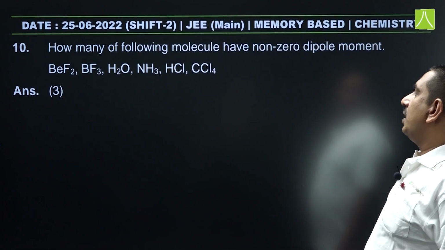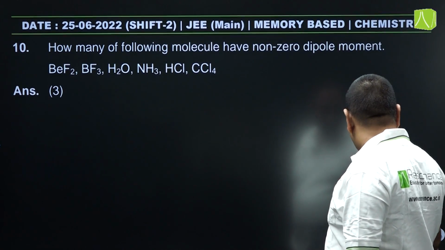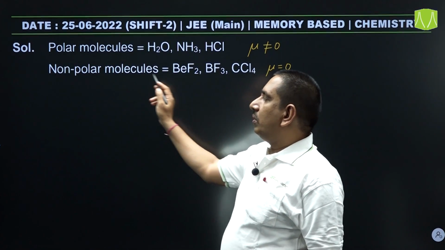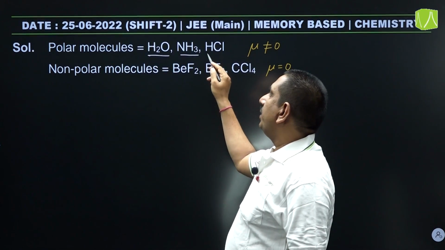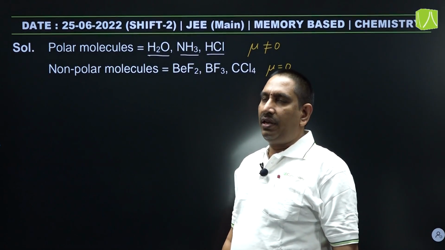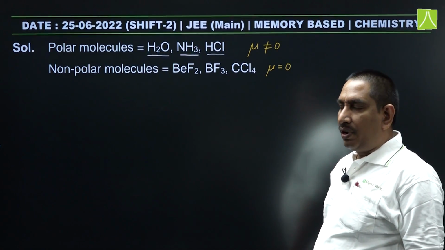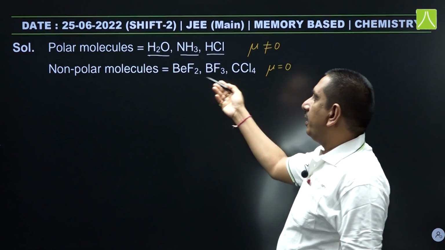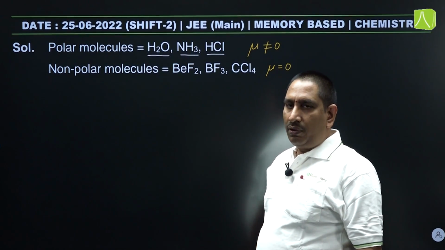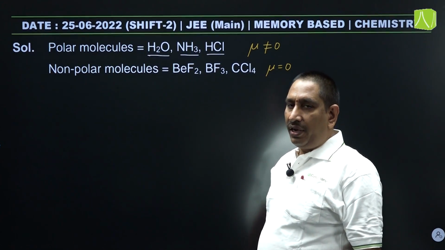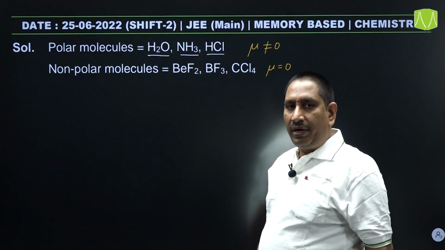How many of the following molecules have non-zero dipole moment? इसमें dipole moment जिसका जीरो होता है उसको हम कहेंगे नॉन पोलर मॉलिक्यूल्स, और जिसका नॉन जीरो होता है उसको पोलर मॉलिक्यूल्स. इसमें H2O, NH3, HCl ये पोलर मॉलिक्यूल्स है, इसके लिए डाइपोल मोमेंट नॉन जीरो है. और बेरिलियम फ्लोराइड, बोरान ट्राइफ्लोराइड, कार्बन टेट्राक्लोराइड, इनके लिए डाइपोल मोमेंट जीरो. क्यों? इनके लिए सिमेट्रिकल स्ट्रक्चर होता है, दैट इज बेरिलियम फ्लोराइड के लिए लीनियर एंड बोरान ट्राइफ्लोराइड के लिए ट्राइगोनल प्लेनार शेप एंड कार्बन टेट्राक्लोराइड के लिए टेट्राहेड्रल. सो इस तरह ये सिमेट्रिकल स्ट्रक्चर जिस मॉलिक्यूल्स का होगा उसका डाइपोल मोमेंट जीरो होता है.